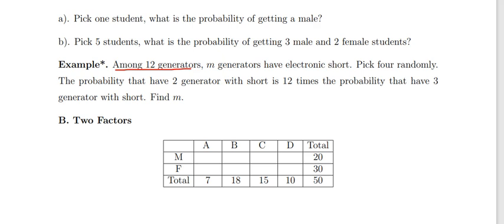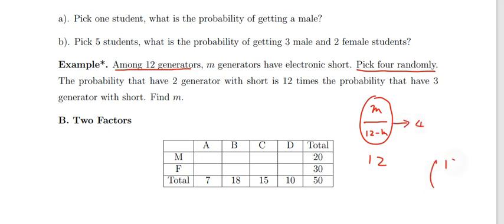and so we just split into 2 parts. We have 12 in total. Among the 12, we have M that have electronic shock, and the other ones are 12 minus M. We just split into 2 parts, right? Okay, so we pick 4 randomly. From 12 pick 4. Then among the 4 we have 2 generators.